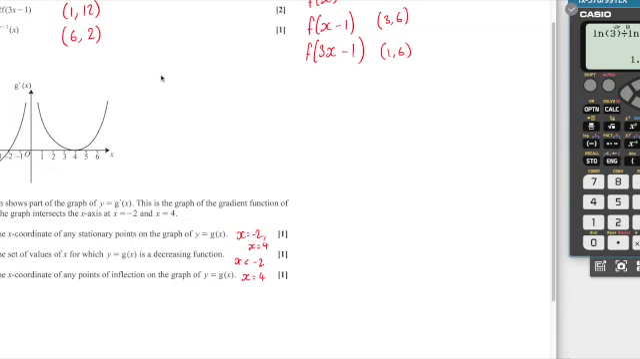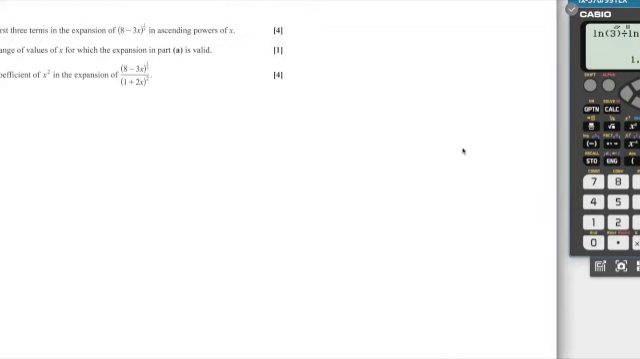Question 6 then. Question 6. Find the first 3 terms in that expansion in ascending powers of x. Right, we have got 8 minus 3x to the third. To use our formula from the formula sheet, we need to make this say 1. So the first thing I'm going to do is take a factor of 8 outside the brackets. So I'm going to take 8 out, and I'm going to have 1 minus 3/8 of x, and that's all to the power third.